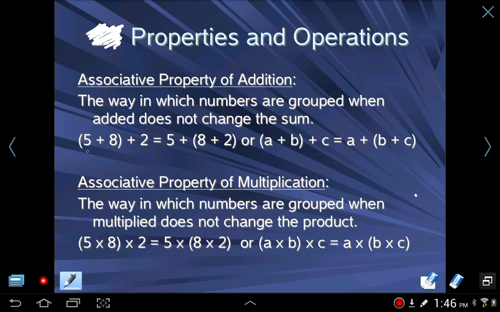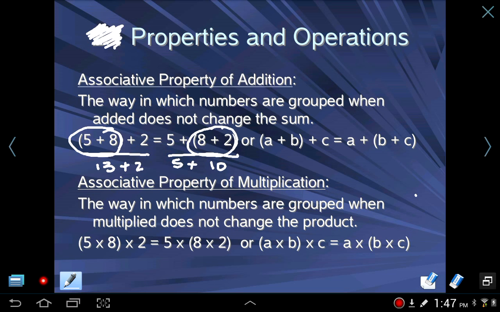So I have 5 plus 8 plus 2 on both sides. 5 plus 8 plus 2 there, 5 plus 8 plus 2. All I'm doing is switching what I'm adding first. And this one, I'm adding those first and getting 13 plus 2, which is 15. And these, I'm adding 8 plus 2 first, which is 10. And I get 5 plus 10, which is 15. So basically, I can rearrange the numbers.